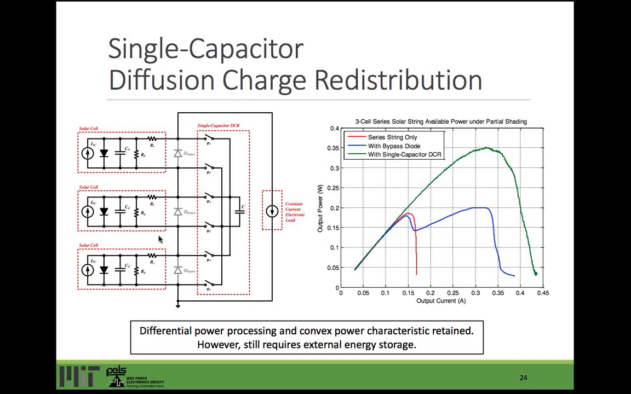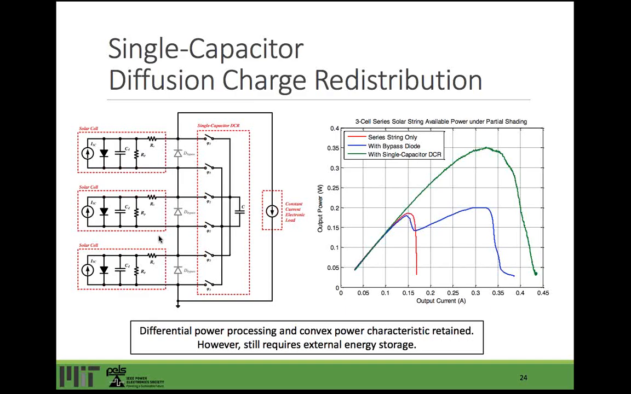So we have verified and demonstrated that the diffusion capacitance can actually behave as a power handling device for power balancing. And again, this configuration achieves differential power processing, and as you can see, a convex output power characteristic.